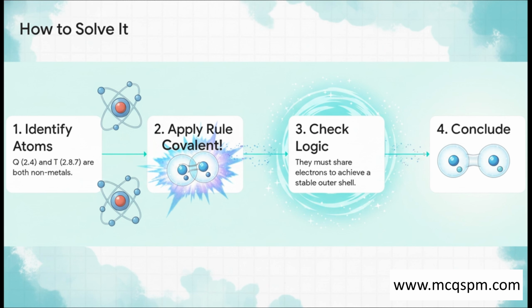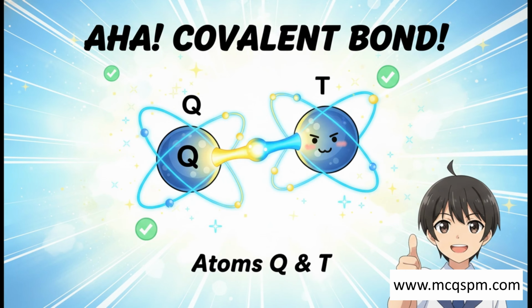So, the conclusion is pretty obvious, right? And boom, there it is, just like that. The answer is that Q and T will form a covalent bond. By following that simple process, you can solve these questions super fast and with total confidence. It's not so bad when you know the steps.